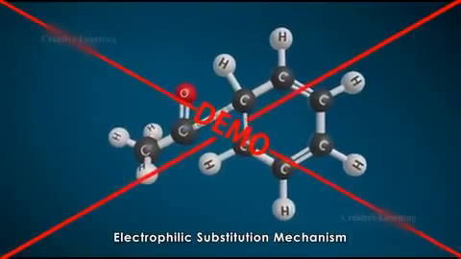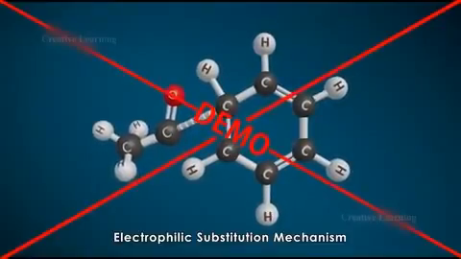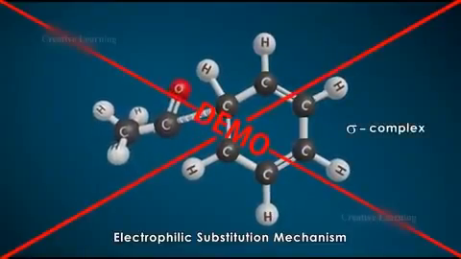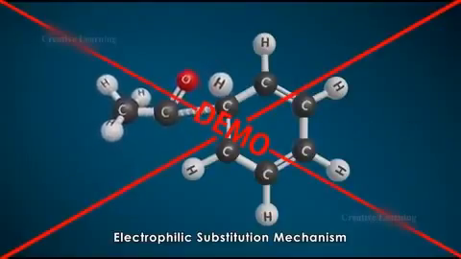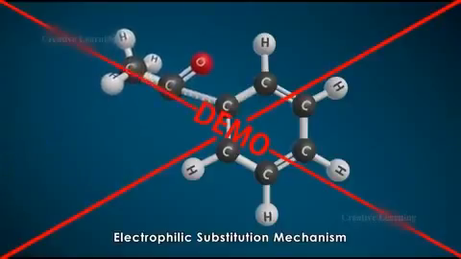The next step involves the addition of the carbocation to the aromatic system, giving a sigma complex, which loses a proton in the form of hydrogen to reconstitute the aromatic system.